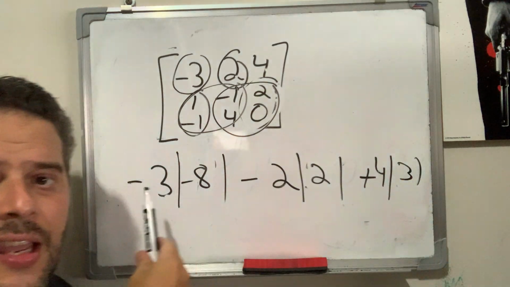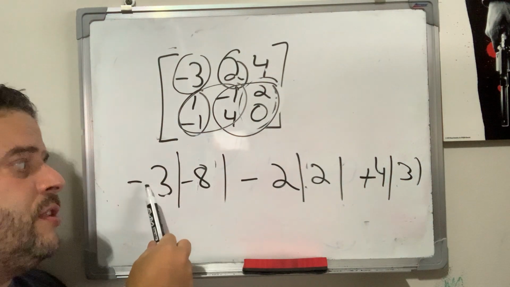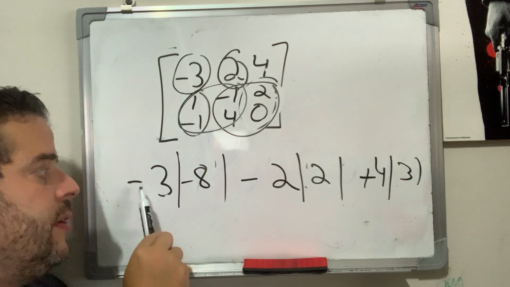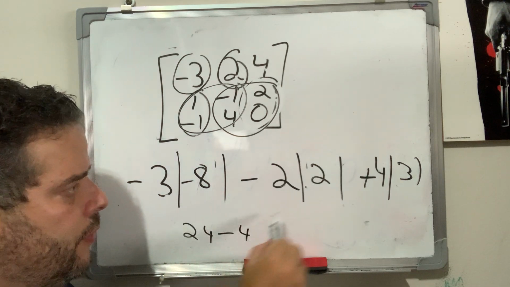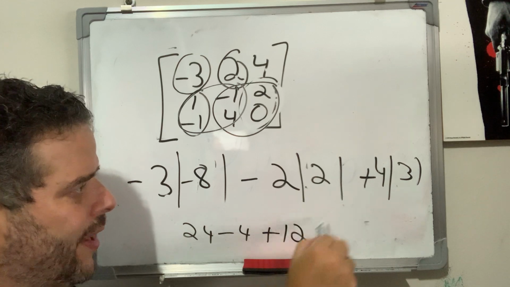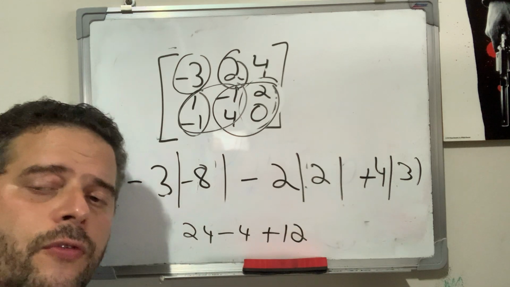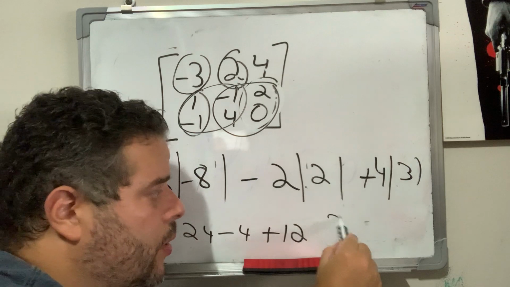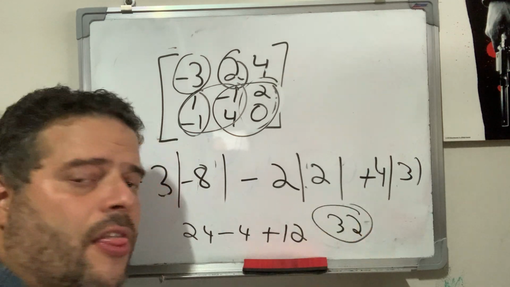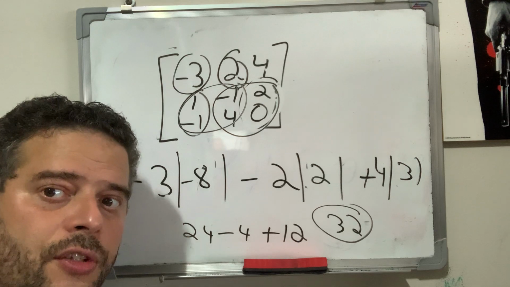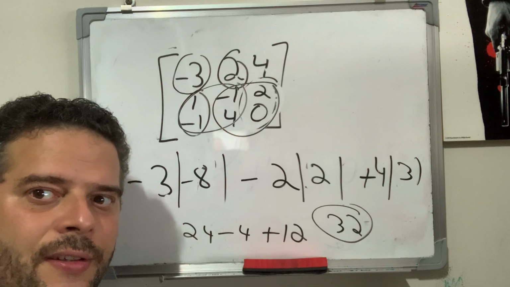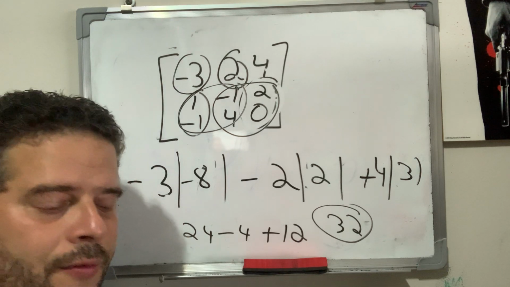Now you're going to multiply what was on the outside with the determinant. This would become 24 minus 4 plus 12. 24 minus 4 is 20, plus 12 is 32. The determinant of this matrix is 32. Since it is non-zero, it has an inverse.